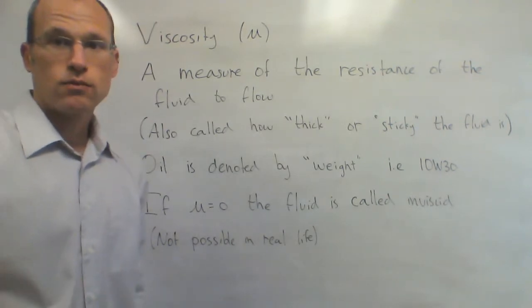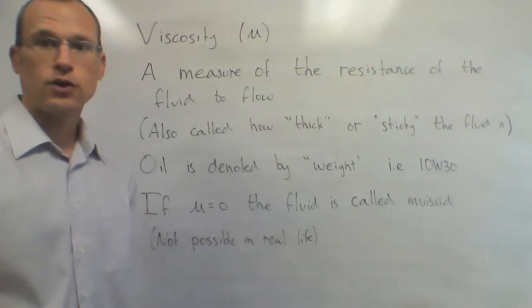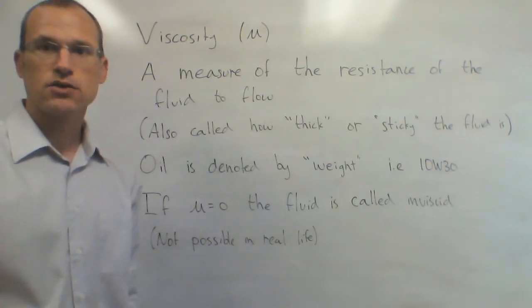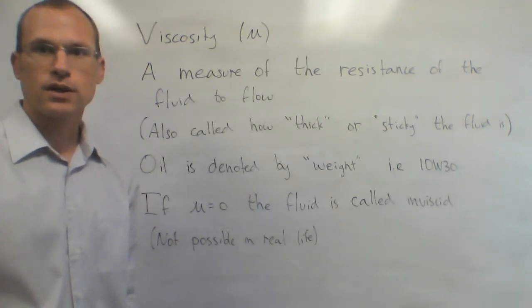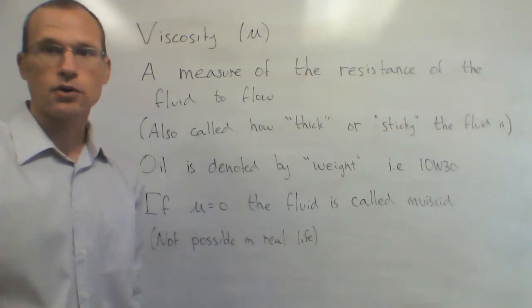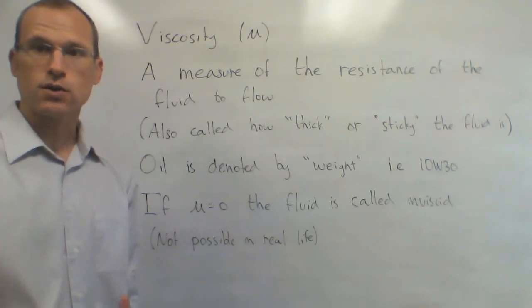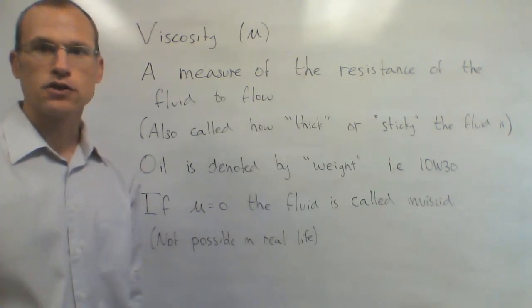So after density, probably the most important property of a fluid is called the viscosity. This measures how much resistance there is for the fluid to flow. So think of things like honey or water. If you pour them out of a jar, they're going to flow differently. Honey has a higher viscosity, so it flows a lot slower. So that's what viscosity measures.